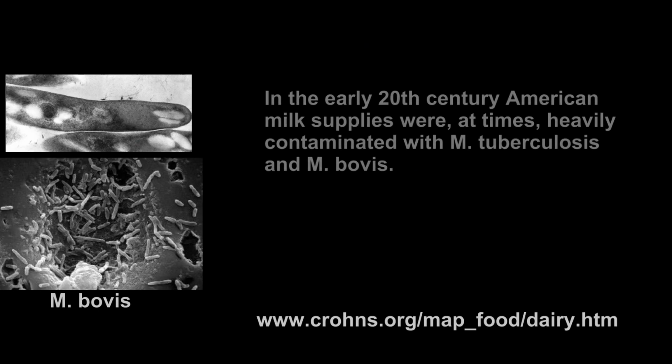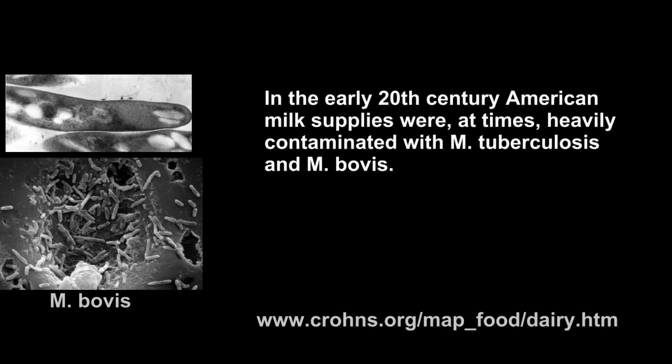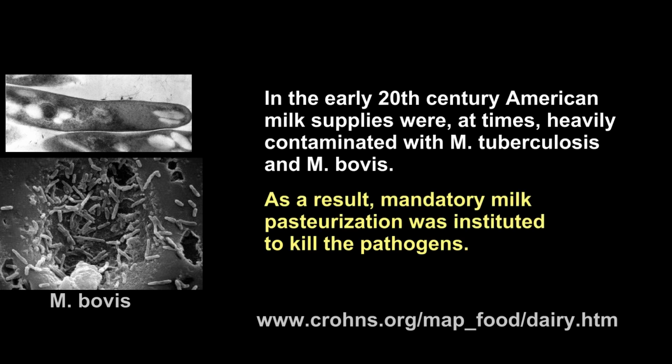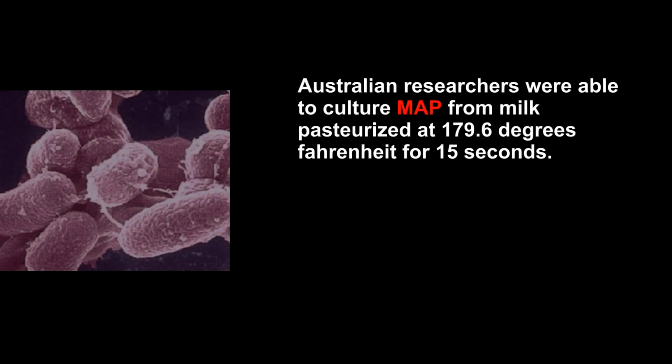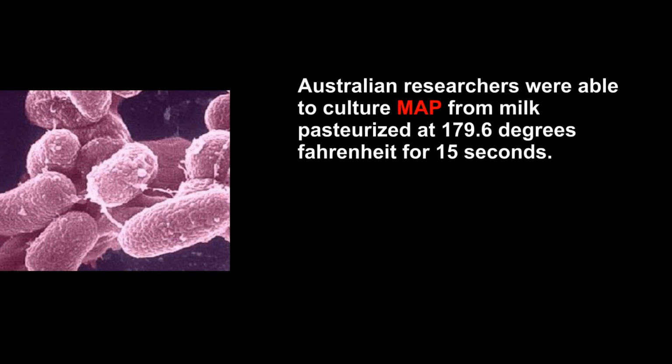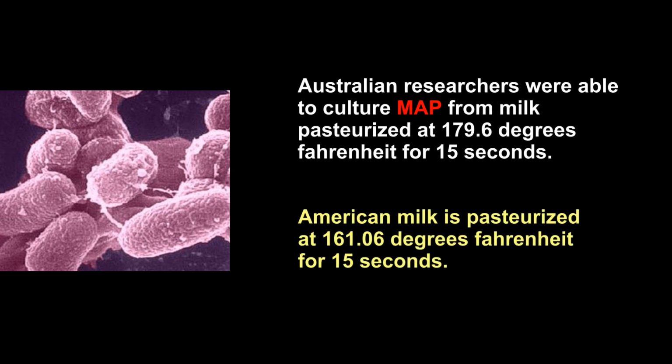In the early 20th century, American milk supplies were at times heavily contaminated by M. tuberculosis and M. bovis. As a result, mandatory milk pasteurization was instituted to kill the pathogens. Australian researchers were able to culture MAP from milk pasteurized at 179.6 degrees Fahrenheit for 15 seconds. American milk is pasteurized at 161.06 degrees Fahrenheit for 15 seconds.